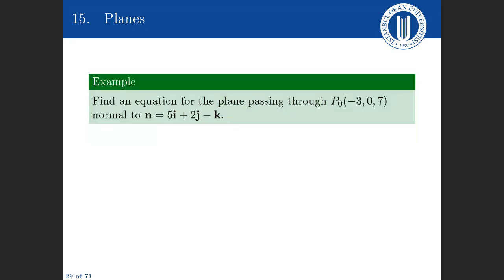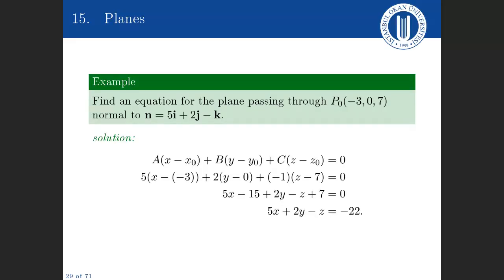For example, find an equation for the plane passing through the point minus 3, 0, 7, normal to the vector 5i plus 2j minus k. So I'm starting with the first coordinate formula of the previous slide, and I want to end up with something that looks like the one in the box. I'm starting with a(x minus x0) plus b(y minus y0) plus c(z minus z0) is equal to 0. Put the numbers in and then rearrange, and we get our answer. Our answer is 5x plus 2y minus z is equal to minus 22.